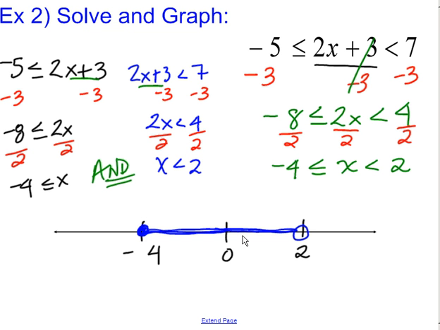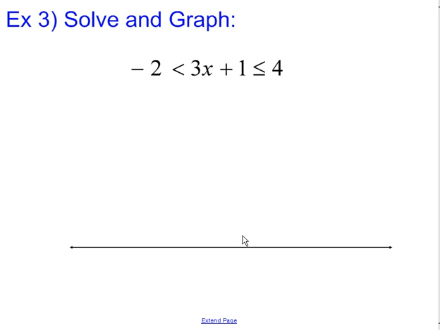Okay, let's do it again here in example 3, where again I want you to solve and graph and leave it as a compound, which is nice. It makes it go a little bit quicker. All right, so negative 2 is less than 3x plus 1, which is less than or equal to 4. So we're going to start out by getting rid of the constant. So we're going to subtract 1.